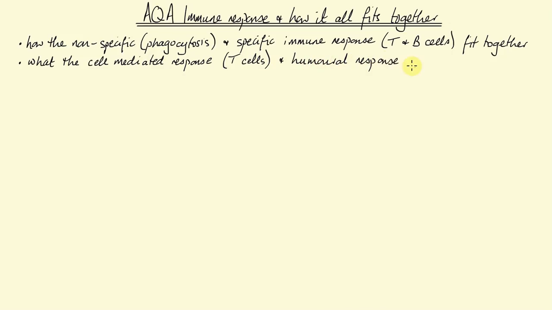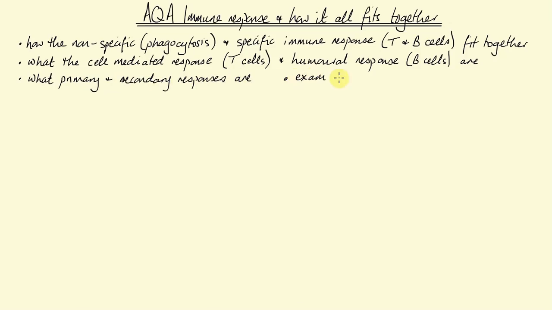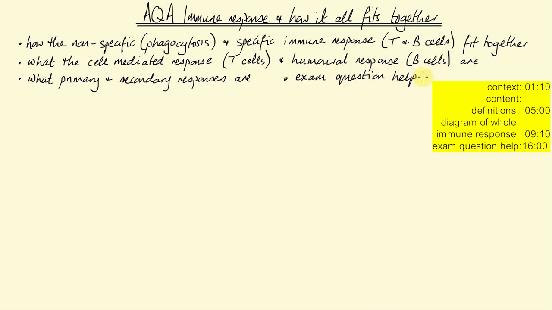And we're also going to be covering what the primary and the secondary response are, as well as going through some exam questions and the type of terminology that is needed for them. This is going to be the best value 20 odd minutes if you're confused about immunity at AS, and especially if you speed me up to 1.5 times speed using the settings wheel below.